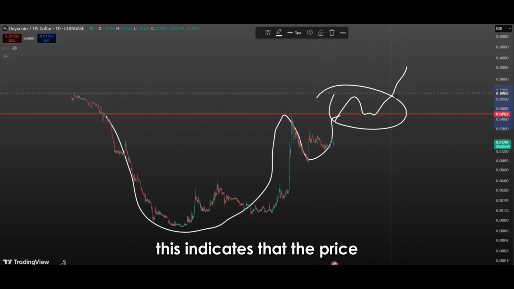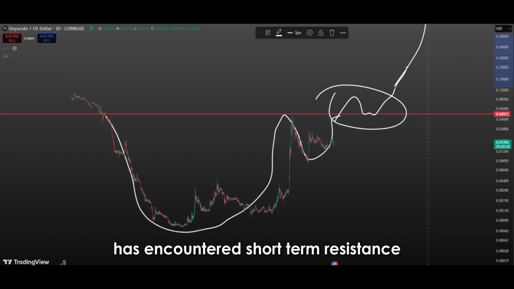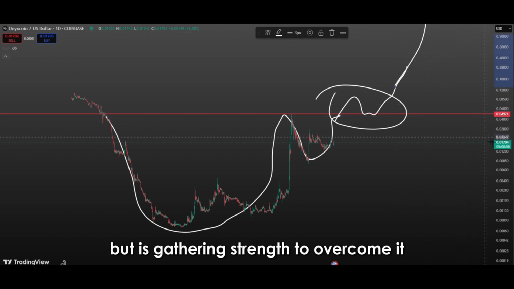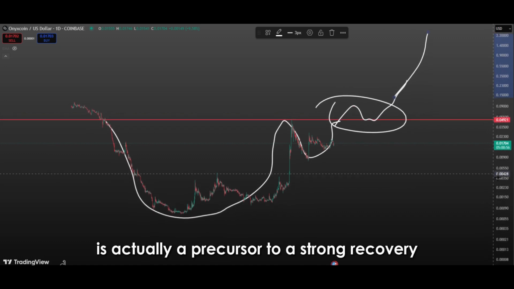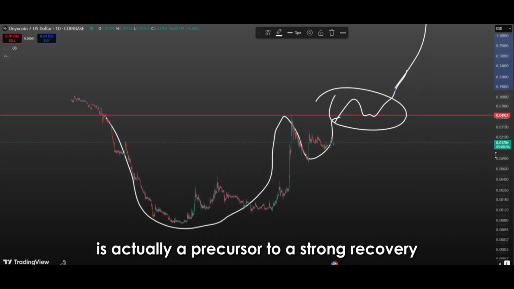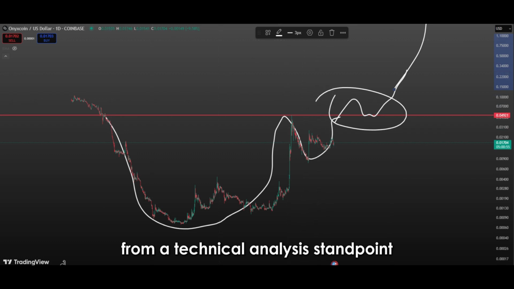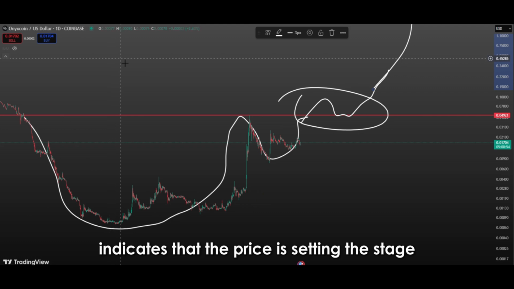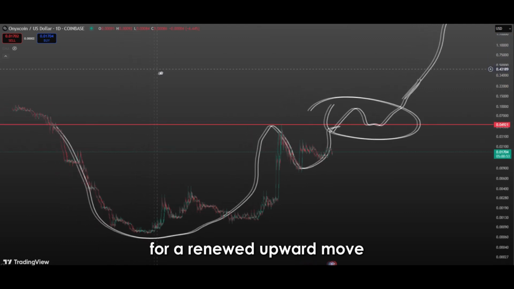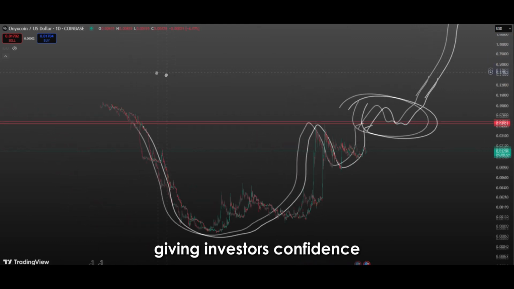This indicates that the price has encountered short-term resistance but is gathering strength to overcome it. The small decline or sideways movement during the handle phase is actually a precursor to a strong recovery. From a technical analysis standpoint, the formation of the handle is very important. A properly formed handle indicates that the price is setting the stage for a renewed upward move, giving investors confidence.